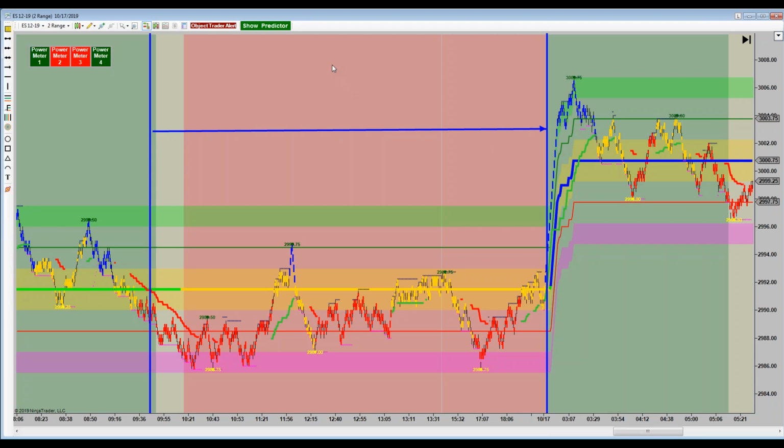T for trending, R for ranging. Just type in a letter, whatever you think it is. I'll give you 5 seconds. Okay, 4 seconds. Two seconds. So between these two lines is this market, ES, 1 second left, T for trending, R for ranging.